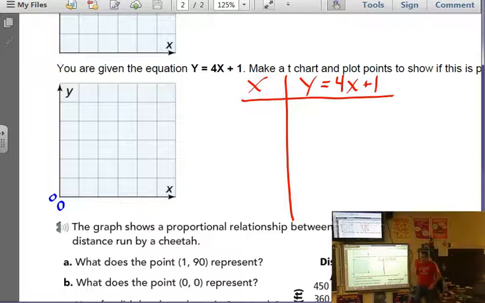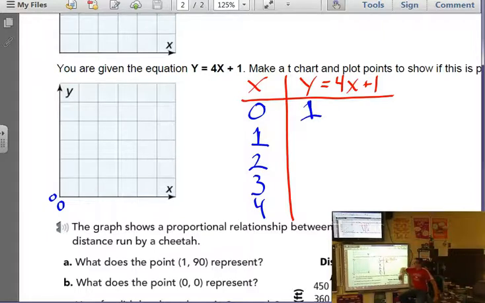So, if I plug in x values, we always start with 0, 1, 2, 3, maybe 4. If I plug in a 0 and I do 4 times 0 plus 1, Jaslyn, what do I get there as my output? So I get 0, 1. So if I go to put that point on the graph, well, I don't even know where to put it yet because I haven't given myself any scale. So let's just keep generating points and then determine the scale.